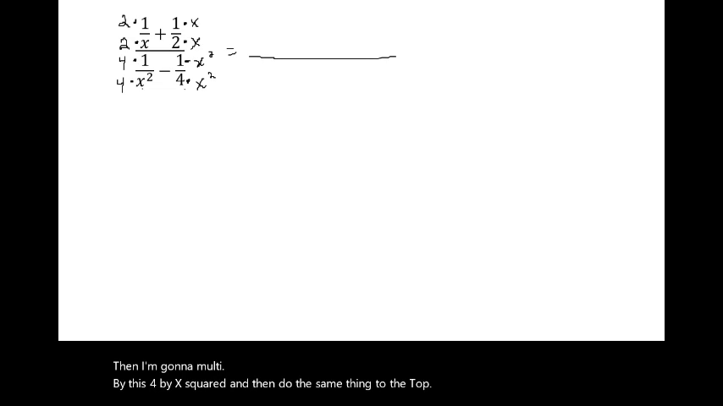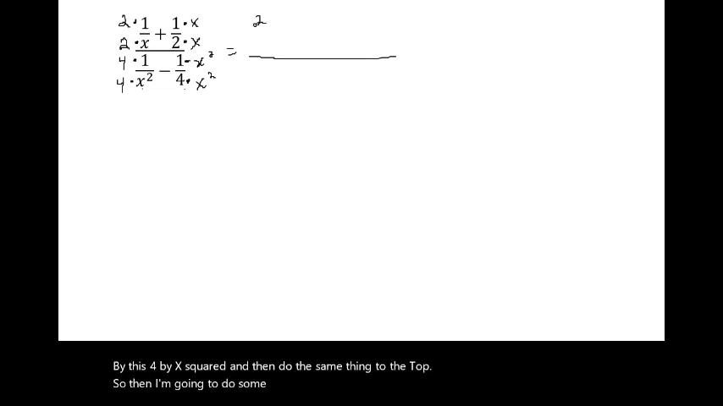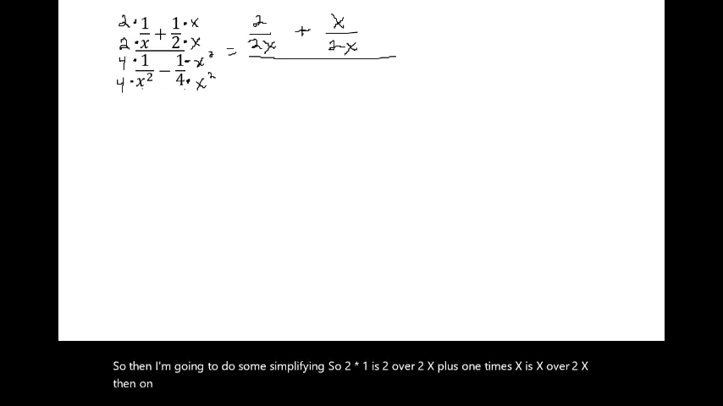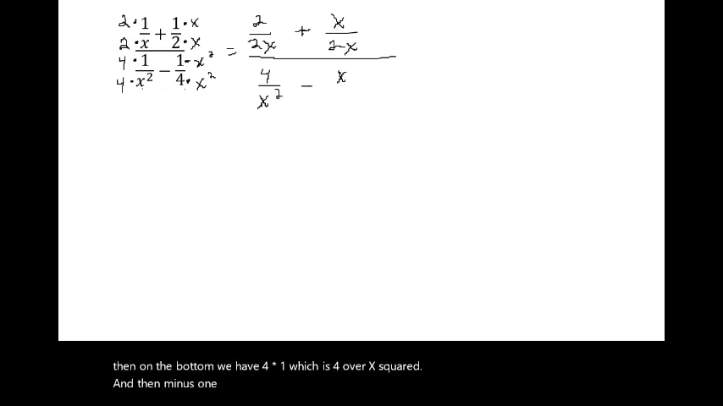So then I'm going to do some simplifying. So 2 times 1 is 2 over 2x. Then plus 1 times x is x over 2x. Then on the bottom, we have 4 times 1, which is 4, over x squared. And then minus 1 times x squared is x squared over 4x squared.